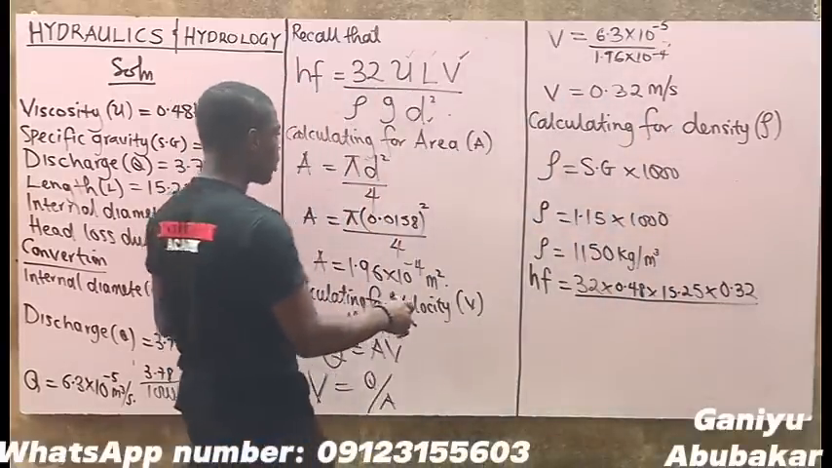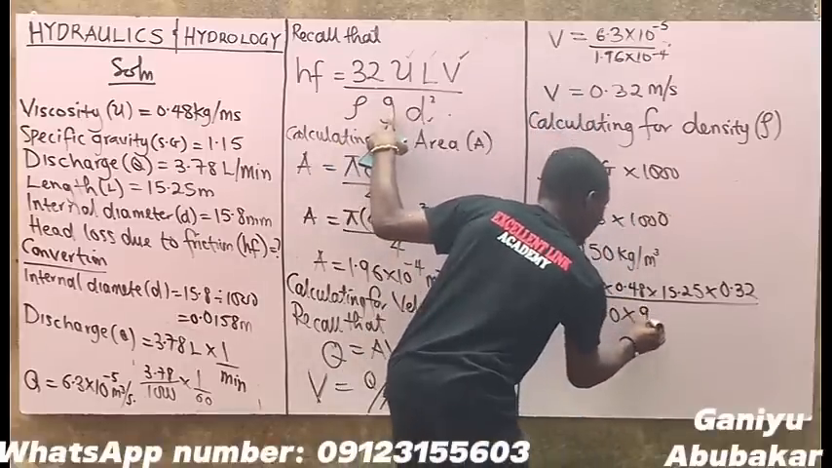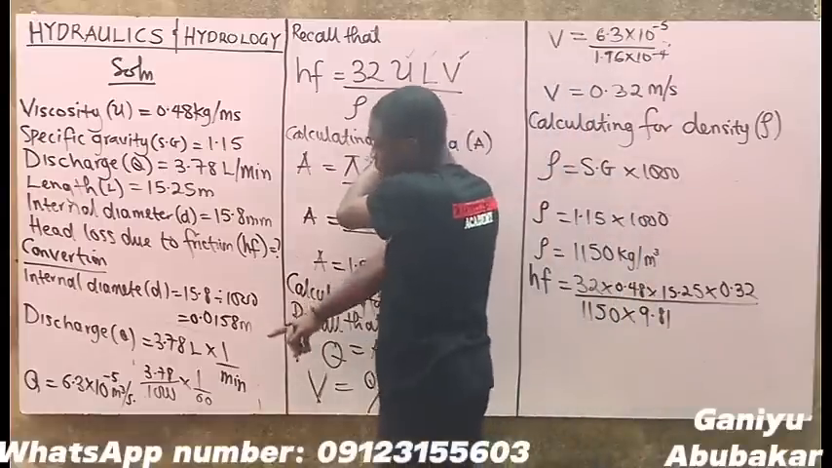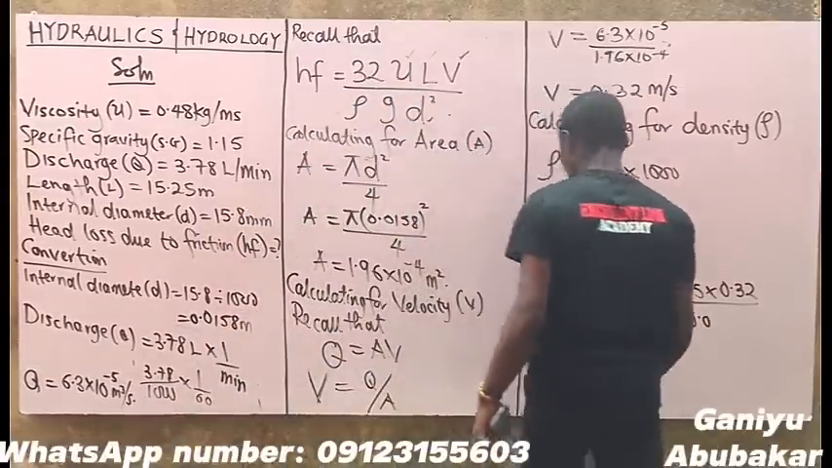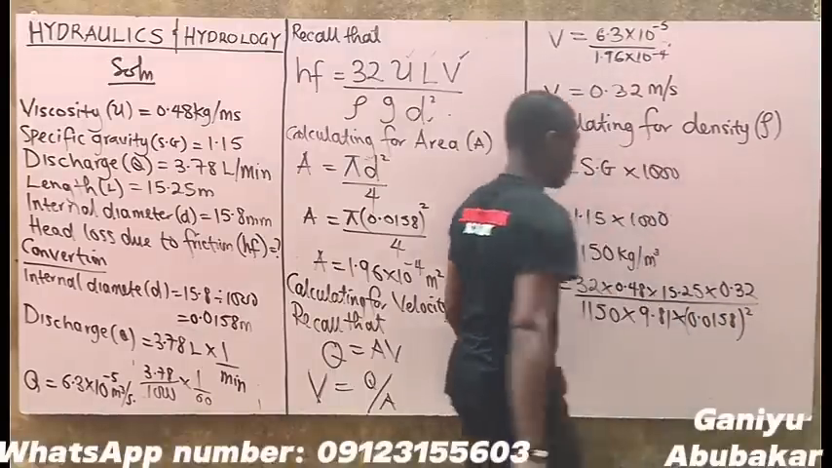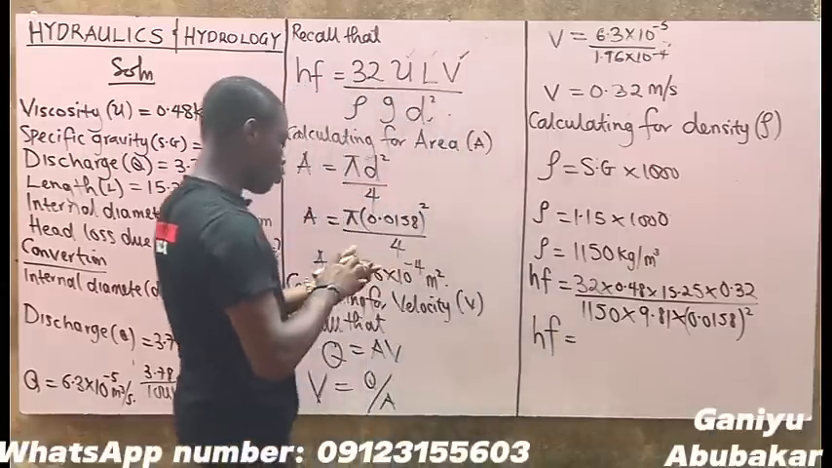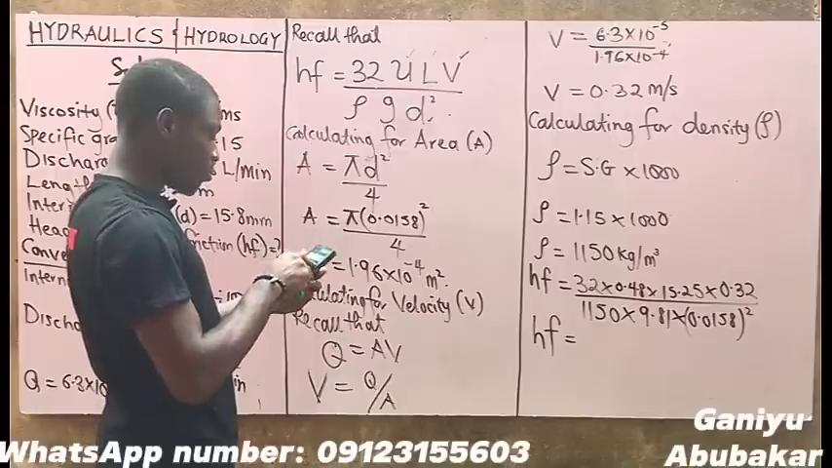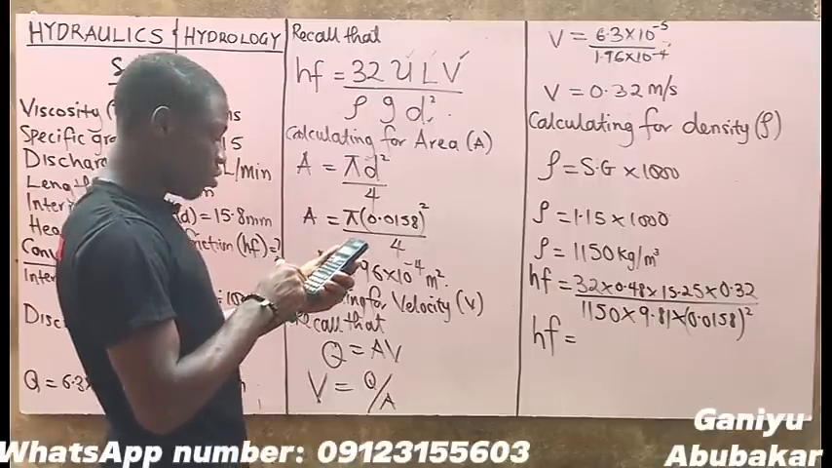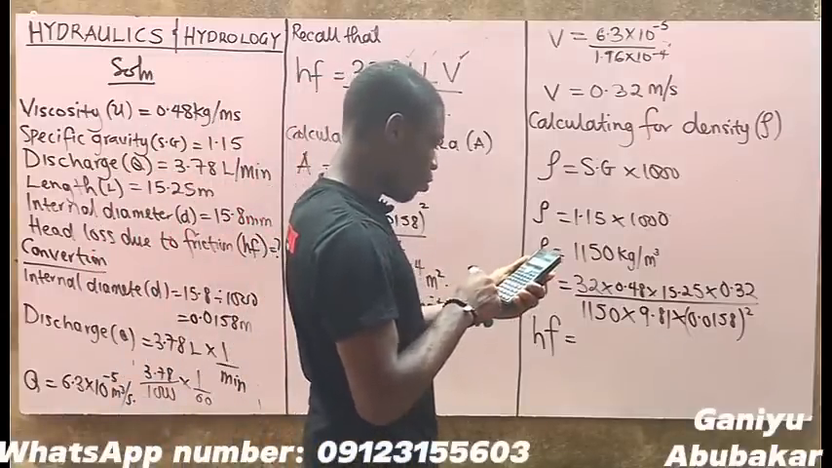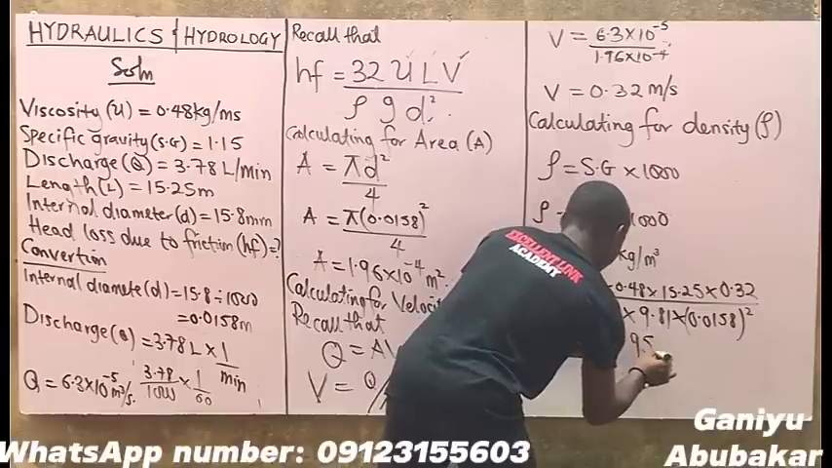Divide this one by density. This is 1150, multiplied by gravity, that's 9.81, constant value. Diameter, the converted value, is this one here, so I have times 0.0158 all squared. If I multiply the numerator, let's see what we have. My head loss due to friction, HF, is equal to, multiplying the numerator, 32 times 0.48 times 15.25 times 0.32. My answer becomes 74.9568 as my numerator value.